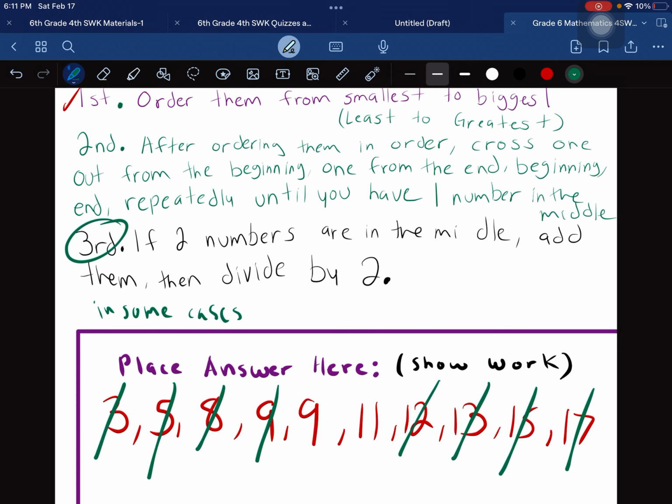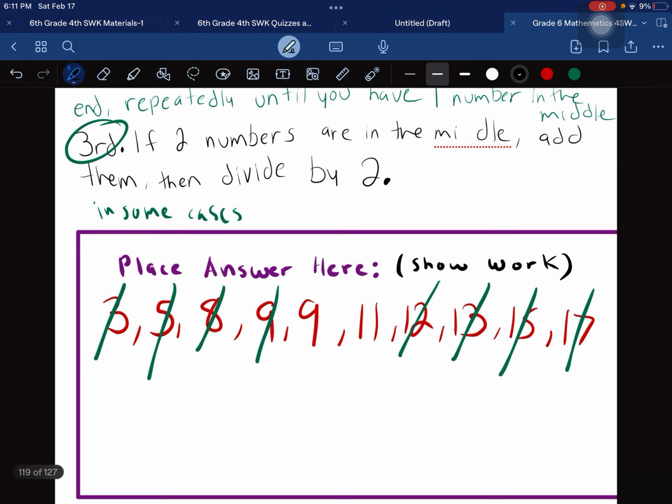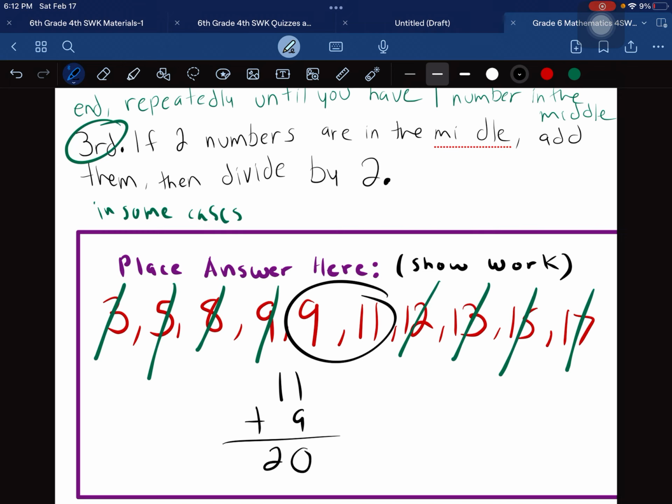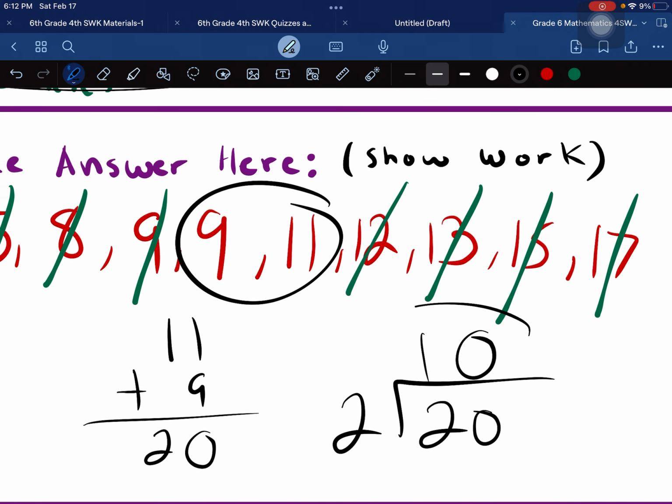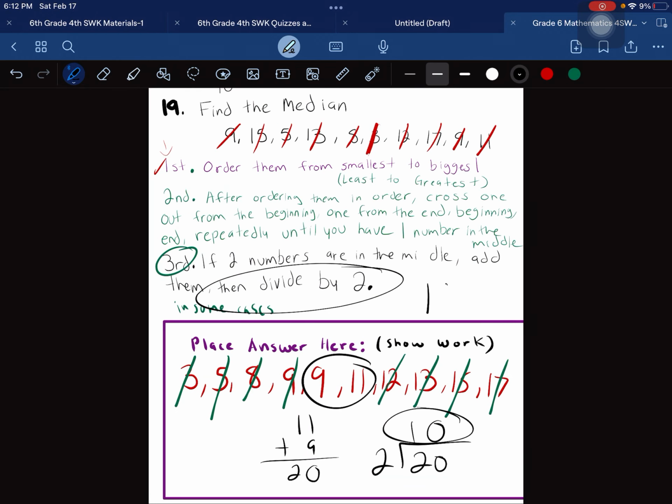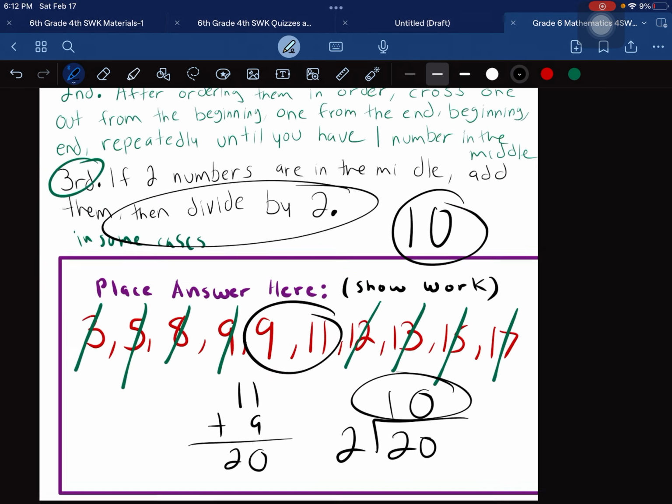If 2 numbers are in the middle, add them, then divide by 2. If 2 numbers are in the middle, you add them and then divide by 2. Now, let's add these 2. 11 plus 9. That's going to be 20. Then we're going to divide that by 2. So in the middle is 10, and that's the answer.